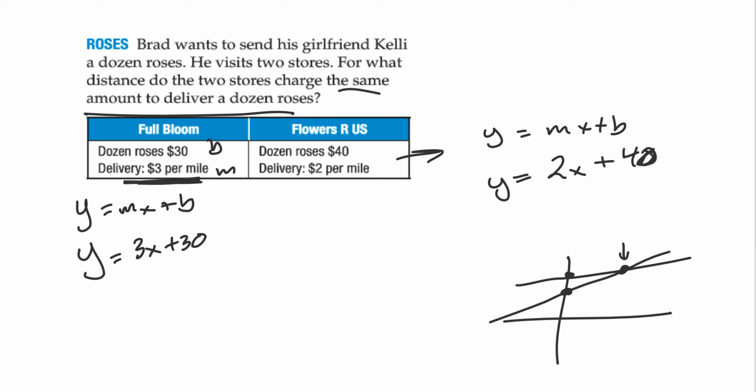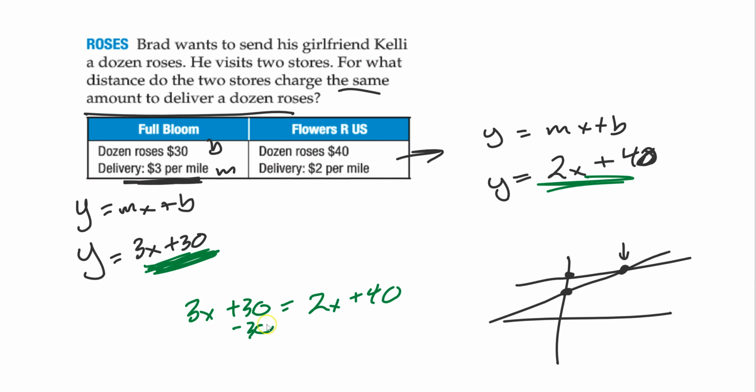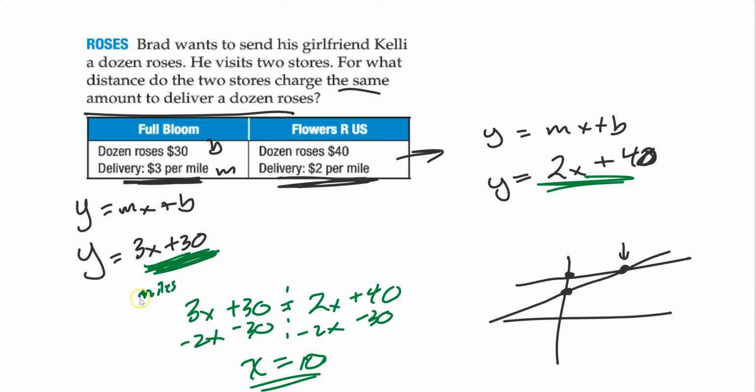Another way to do it is, well, I want to know when they charge the same amount. So what if I just set them equal to each other? Set this thing equal to that thing. And I can solve it that way. I do a little mathematics. Minus 30, minus 30, minus 2x, minus 2x. I get x equals 10. Now, x in this case was miles. Probably should have said that earlier. Or y was cost. So at 10 miles, they cost the same. So that's how I figure out if they cost the same.